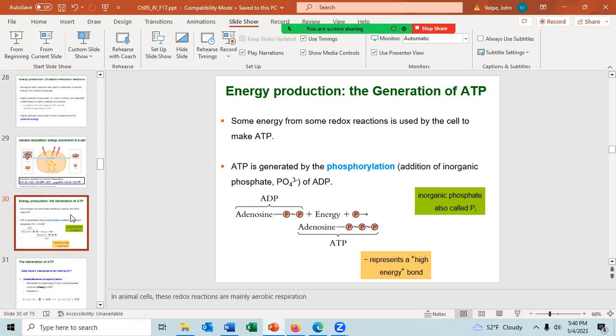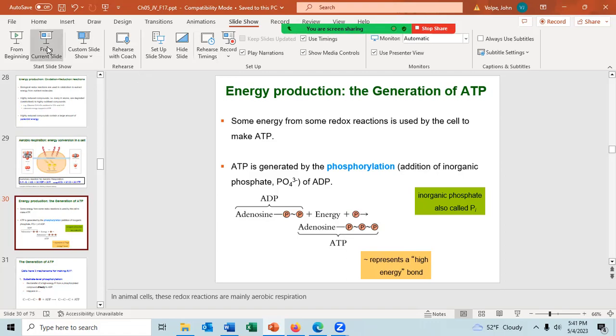The making of ATP is by a phosphorylation reaction. What happens is ADP is phosphorylated. Phosphorylation is simply the addition of a phosphate group. So ADP, that's adenosine diphosphate, meaning two phosphate groups. You need to add energy for this reaction, and then you add phosphate. And then you can make, which is the arrow here, ATP, which is adenosine triphosphate.